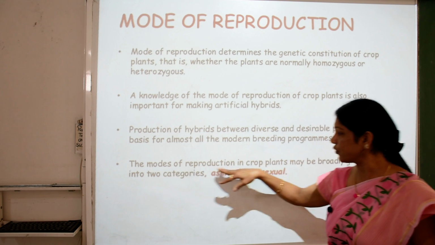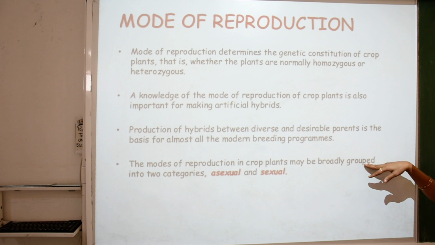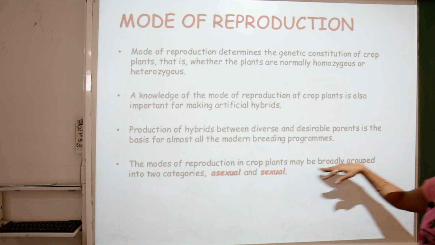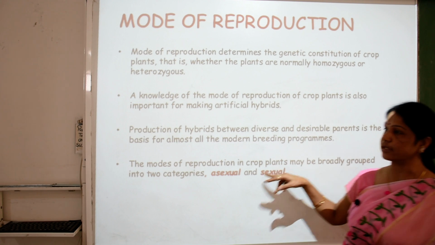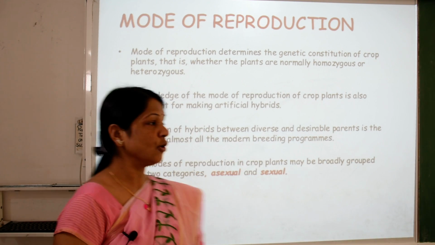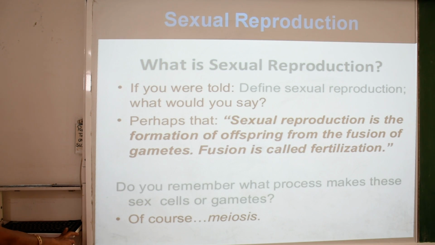The modes of reproduction in crop plants may be broadly grouped into two categories, asexual and sexual. So here we see how it is divided, and on which basis it is divided.